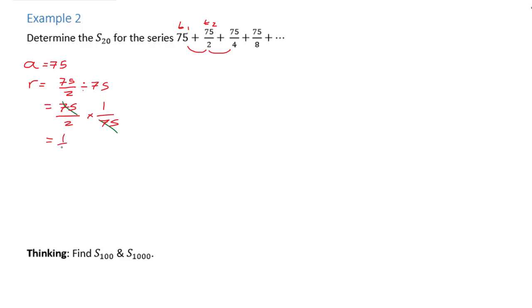So I'm timesing by a half each time. And they want to do the first 20 terms, so n is going to be 20. So let's punch all this stuff into our formula. Let's be really careful, see what we can come up with. Sum of the first 20 terms.